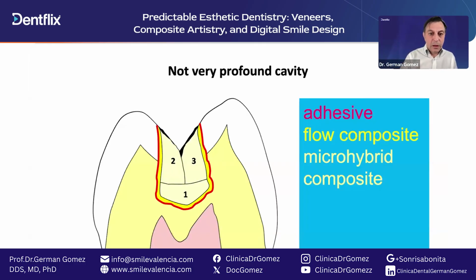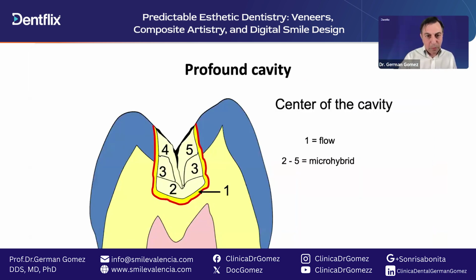But if the cavity is more profound, then we do 1 horizontal layer, then here in the cusps, number 3 that does not touch each other and does not go all the way up. They shrink in this direction, and then we do number 4, light cure, and number 5, light cure.